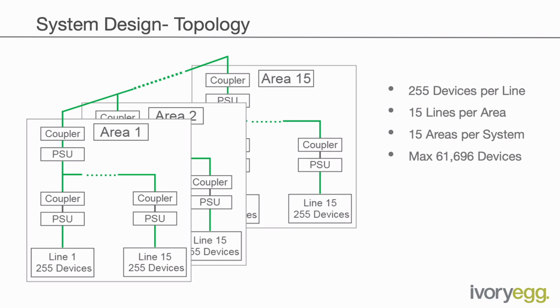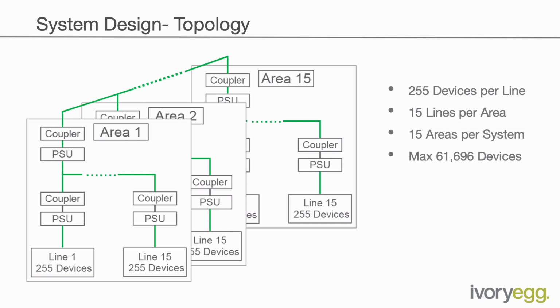Well, the topology in a KNX system can go from a very small line where you may have a power supply and two devices, all the way up to a very large system with 61,696 devices. And we do that by having different topology layers. So on a line in this example, we have a power supply and 255 devices. Now that's the system limit for a line. The actual number of devices will be determined by the size of the power supply.